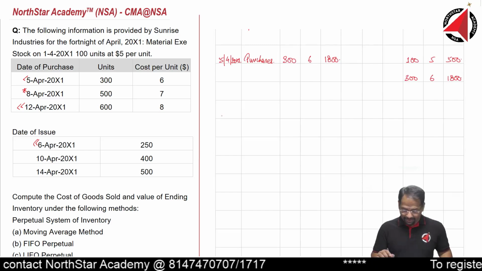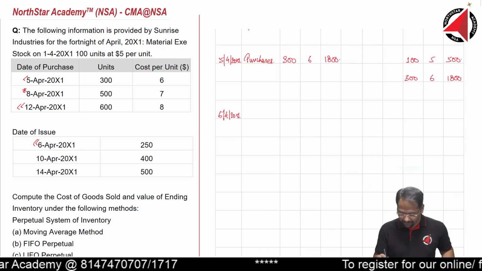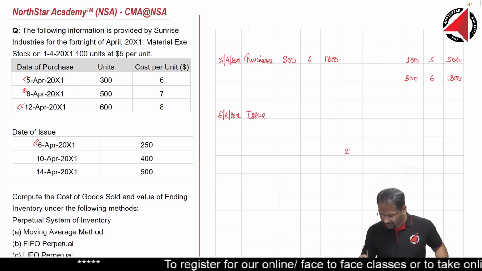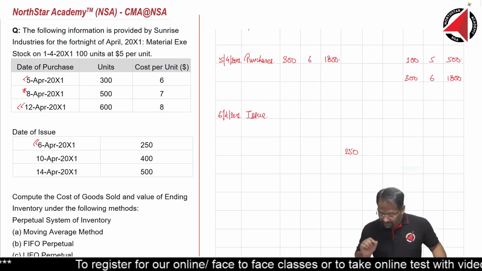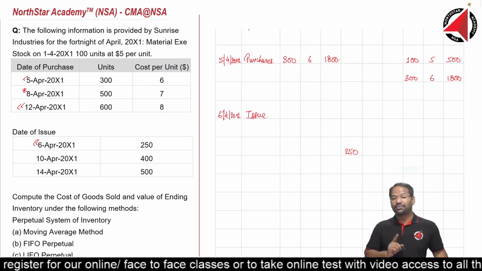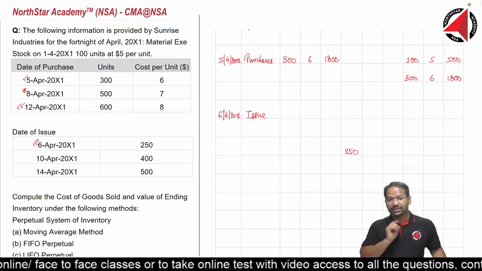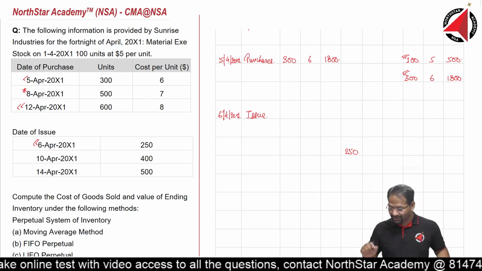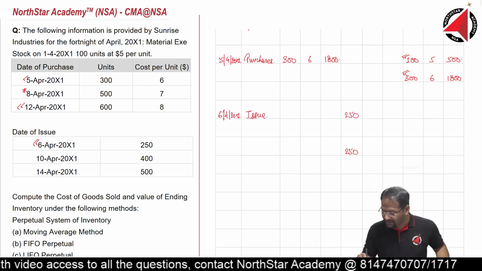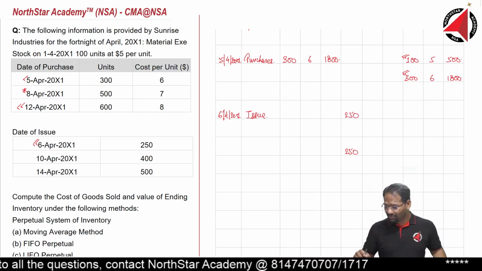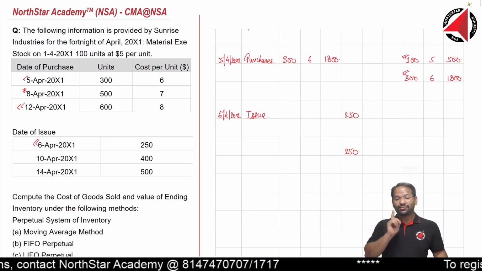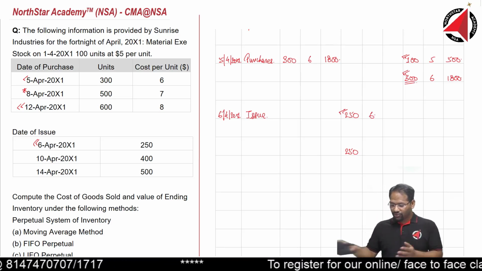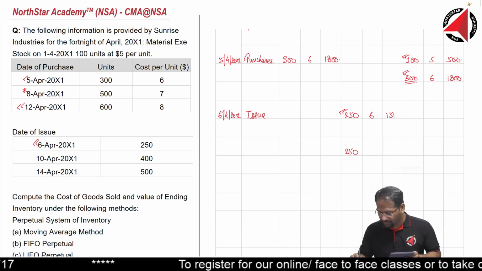Next, after 5th of April, the next date is 6th of April 2011. So issue is there. How many units? Leave 2 lines and write 250 units. Now we are following which method? LIFO method. So first we are going to issue from the second item, the 300 units item. Entire 250 we can issue from this 300. Possible? Yes, because we have 300 and we need to issue only 250. At what rate? $6. So 250 multiplied by $6, we can issue for 1,500.